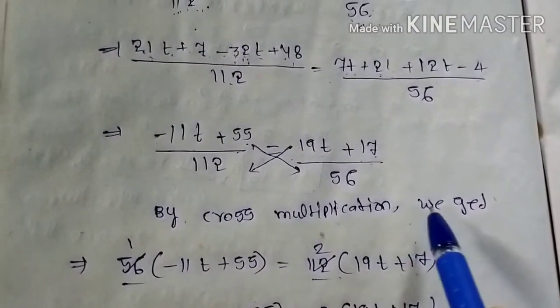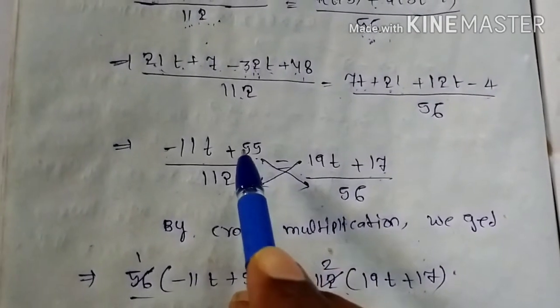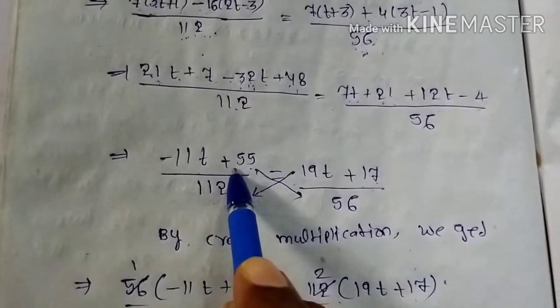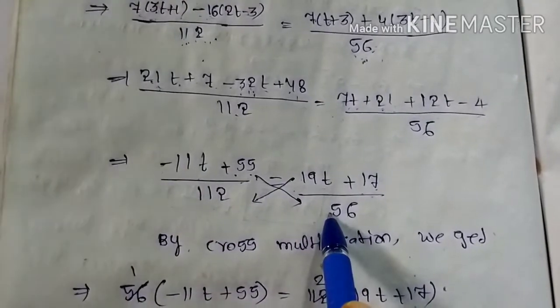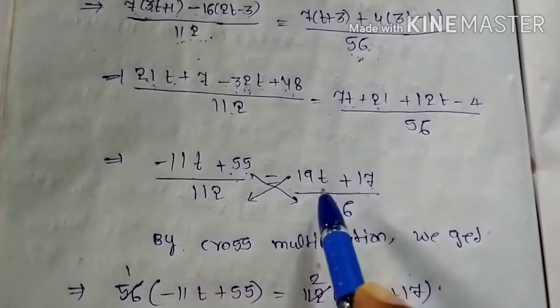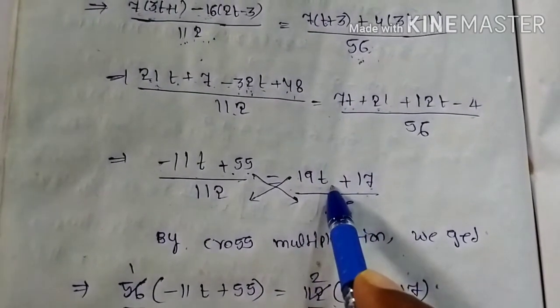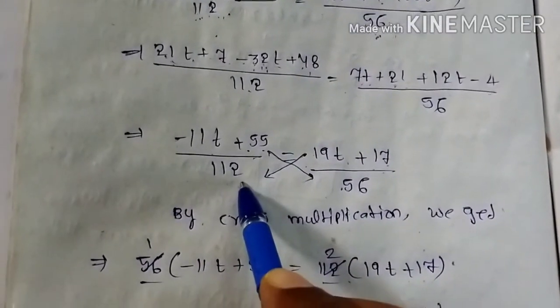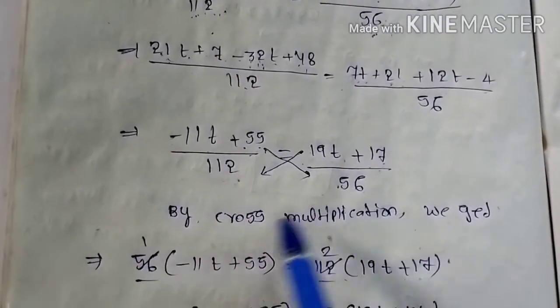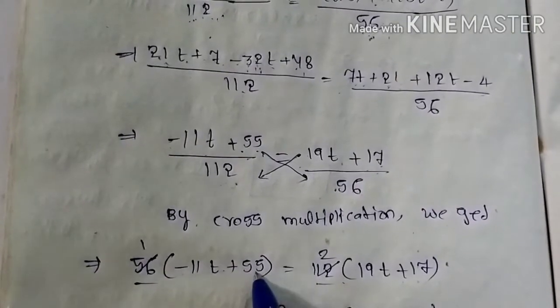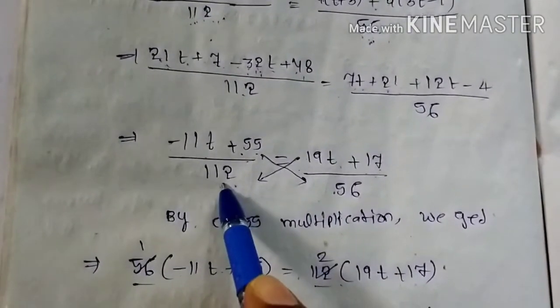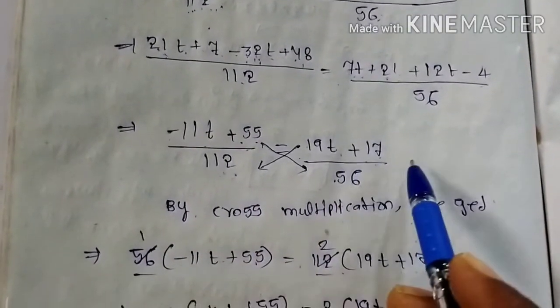By cross multiplication we get, see, you can multiply the numerator by the denominator of RHS and also the numerator of RHS with the denominator of LHS. That means I am writing here 56 into minus 11t plus 55 is equals 112 into 19t plus 17.